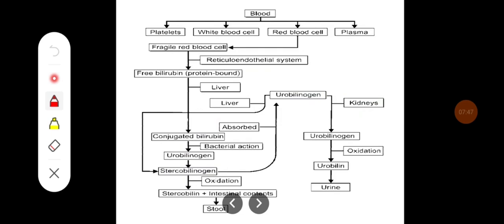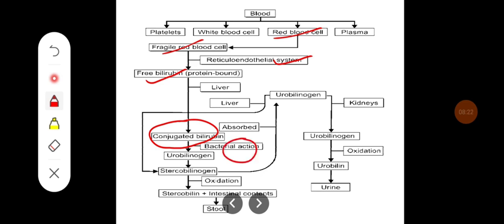So this chart shows the catabolism of the RBCs. When they're fragile, they get destroyed in the reticuloendothelial system, where they release the free bilirubin, which is bound later in the plasma to the albumin. This free bilirubin, that is unconjugated bilirubin, is taken up by the liver cells, where it gets conjugated, and this conjugated bilirubin is excreted in the GI tract and in the intestine.